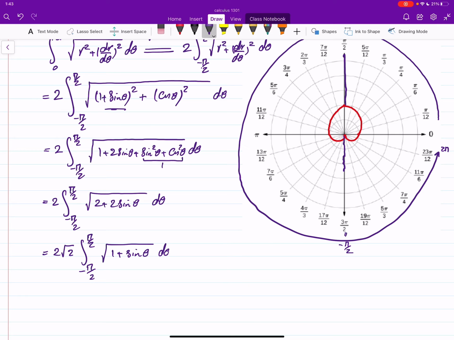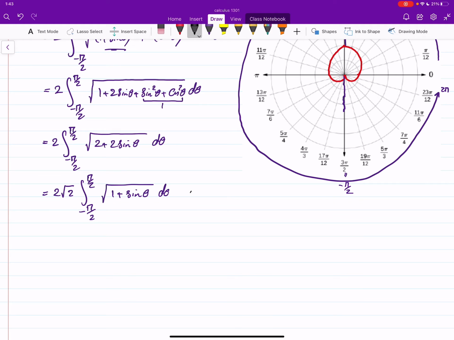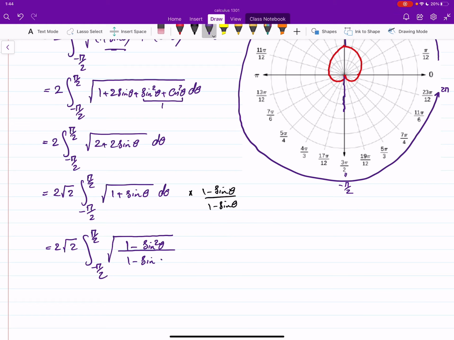Well, this is not easy, at least at first glance. You have to do some work there, yes? The trick here we need to use is this. If I multiply both numerator and denominator by the conjugate of this guy, the reason we are doing this is that in the numerator, we get 1 plus sine theta times 1 minus sine theta, which will be 1 minus sine squared theta, over 1 minus sine theta. Yes? And 1 minus sine squared is cosine squared. So cosine squared theta, square root over 1 minus sine theta d theta.